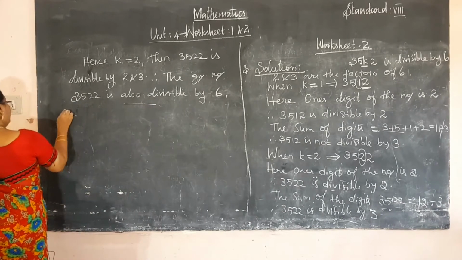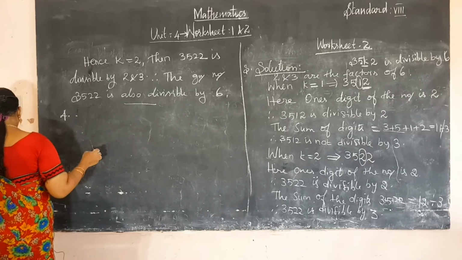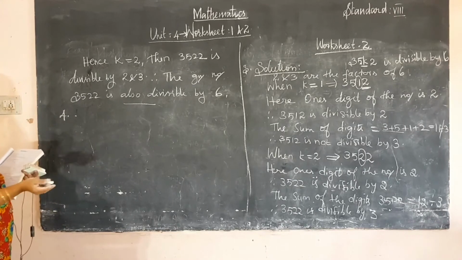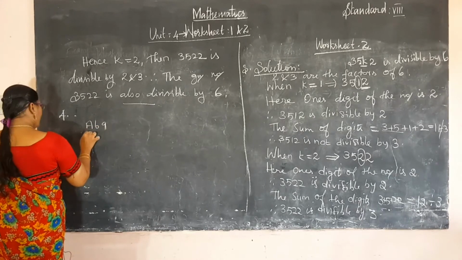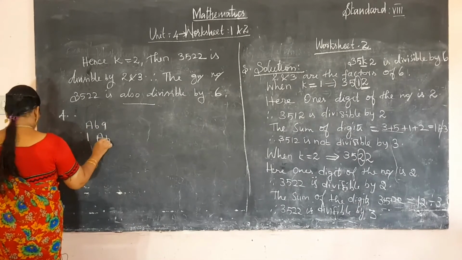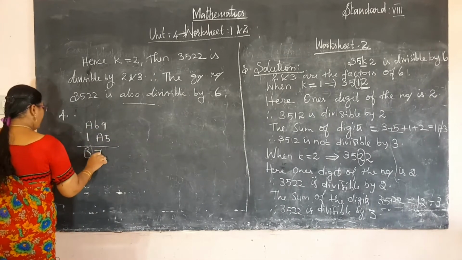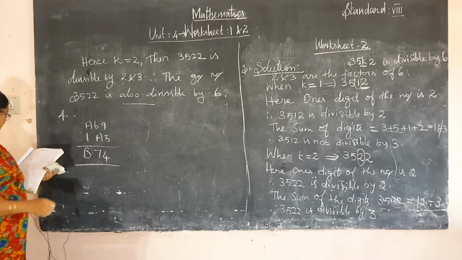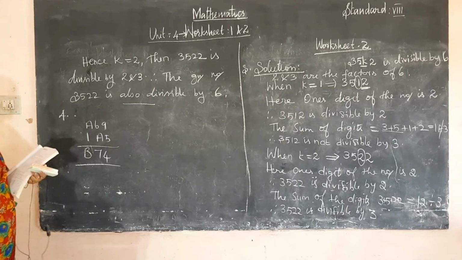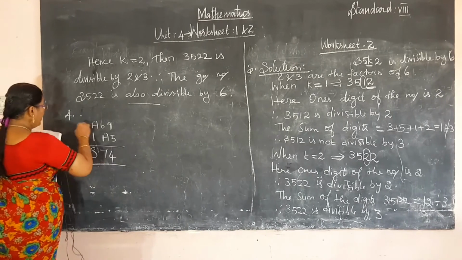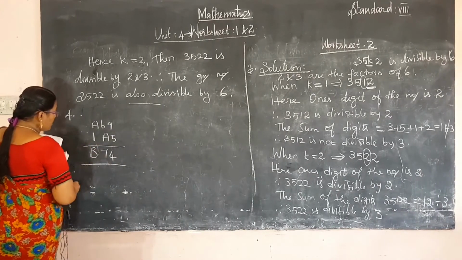And the fourth one: find the value of A and B in the following. A691 plus A5B74... find the value of A and B. Okay, this is the question.